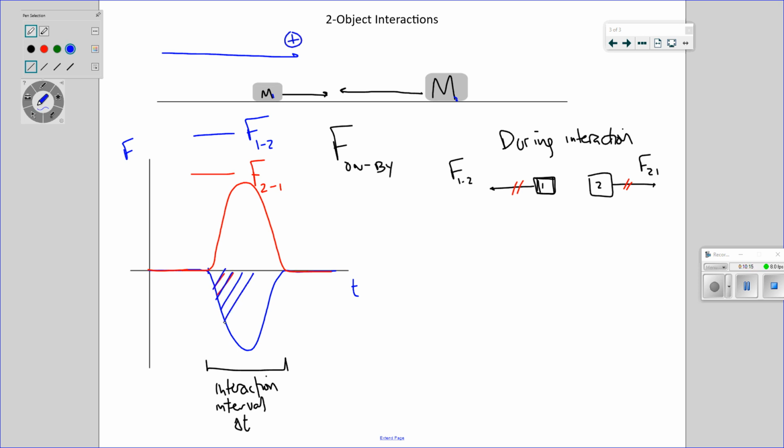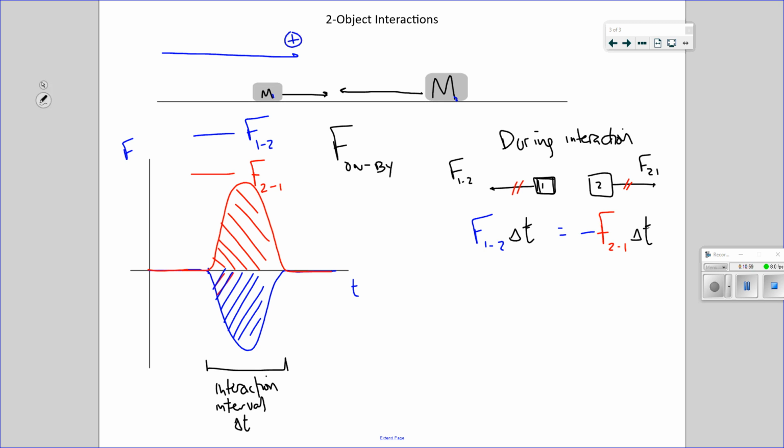So note, there is an area defined by this F-t function that looks like that. There is an area enclosed by that F-t function that looks like that, and those two areas are equal and opposite. And what we're saying there is, first of all, we have this F on 1 by 2, and that's equal and opposite to the force exerted on 2 by 1. And these two amounts of time over which these forces are exerted have to be equivalent. We can't have one exerting a force on the other while the other isn't applying a force to it.